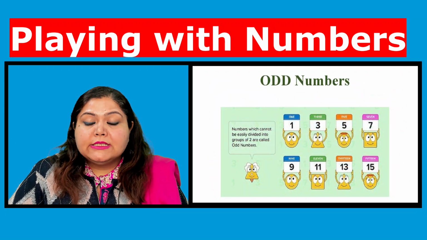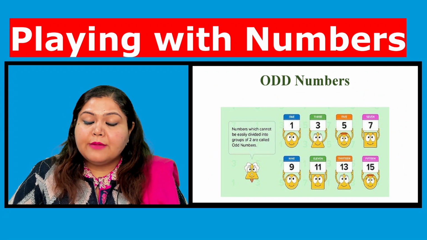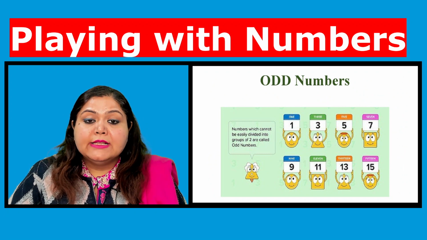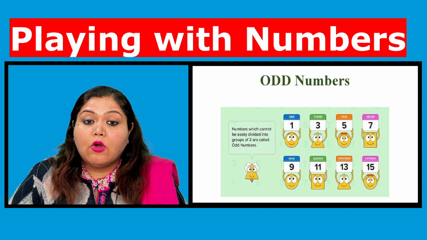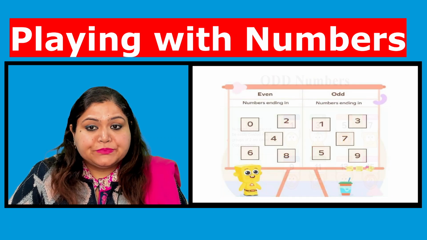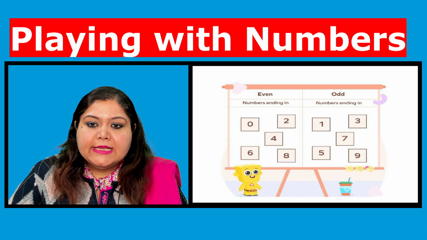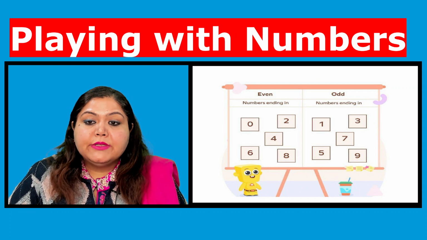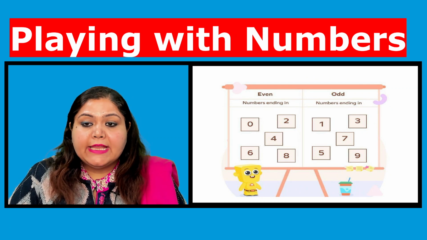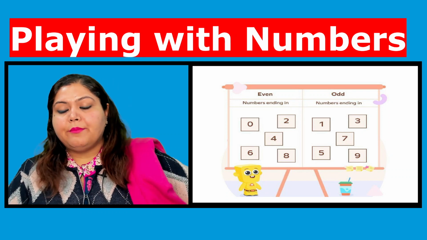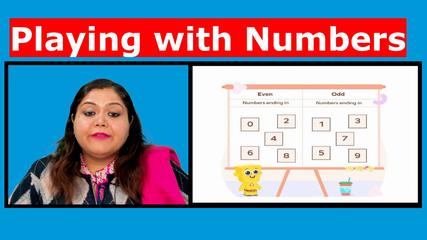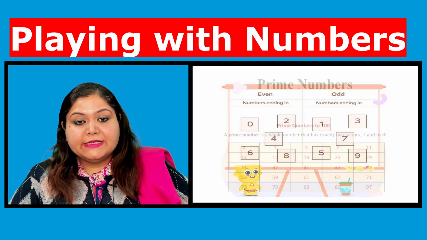Odd numbers are the numbers like 1, 3, 5, 7, 9. All these numbers are not divisible by 2, so these are called the odd numbers. Now we can say it like this: numbers ending with 0, 2, 4, 6, 8 are the even numbers, and the numbers ending with 1, 3, 5, 7, 9 are the odd numbers.